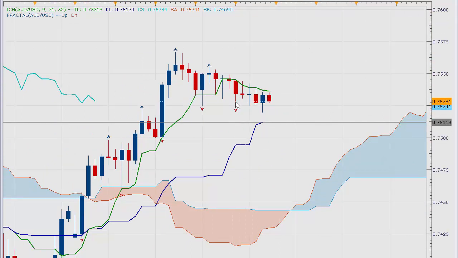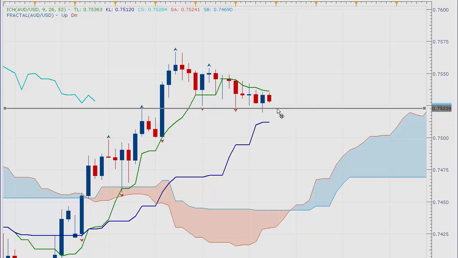I don't like all this here. There's 2 fractals there, and we've got a load of indecision there. So if it breaks Kijun-sen, I imagine it'll continue lower. But at the moment, it doesn't seem to know what it's doing. So we wait for this level here, this Kijun-sen.